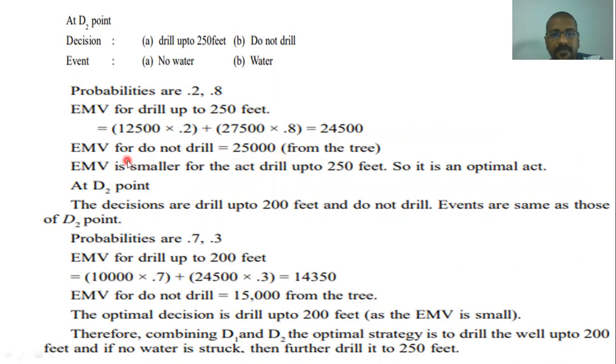The EMV for do not drill is 25,000. There is no probability involved. So the EMV for drilling up till 250 feet is smaller, 24,500 is less than 25,000. So this is the optimal act. Here is the consideration you should focus on: since this is related to cost, the EMV that is minimum or the least is the optimal. So at the D2 point, the decision will be to drill up till 250 feet.